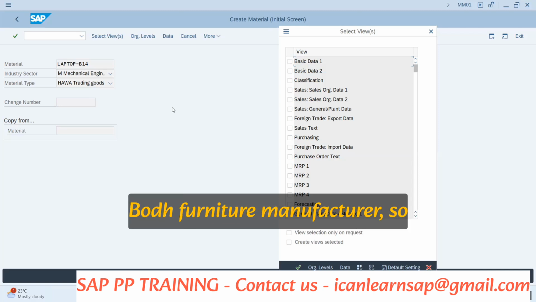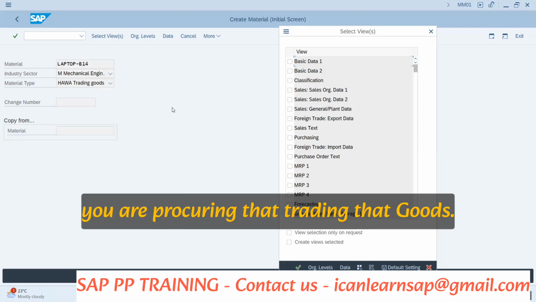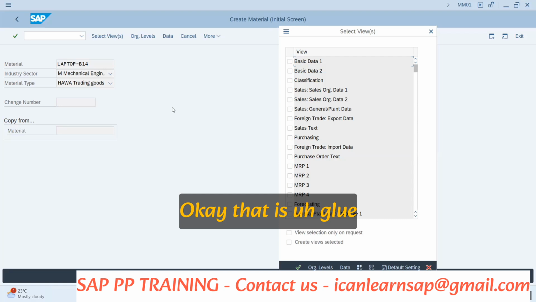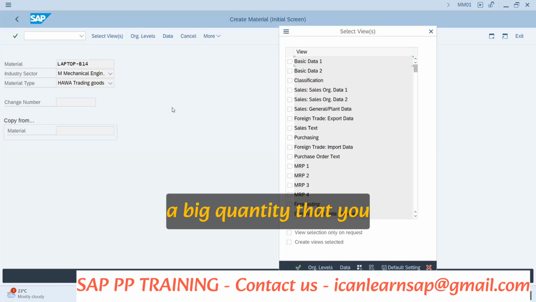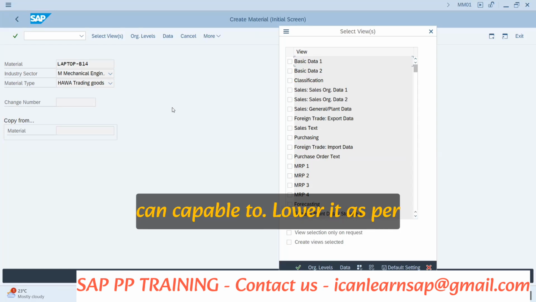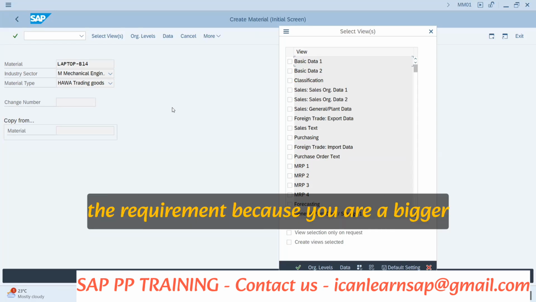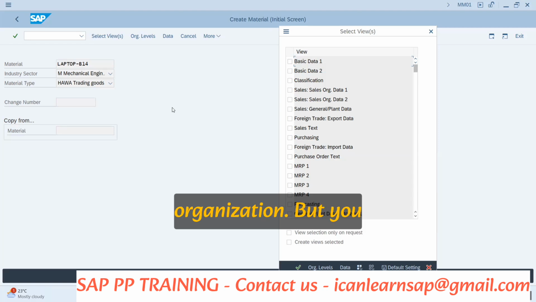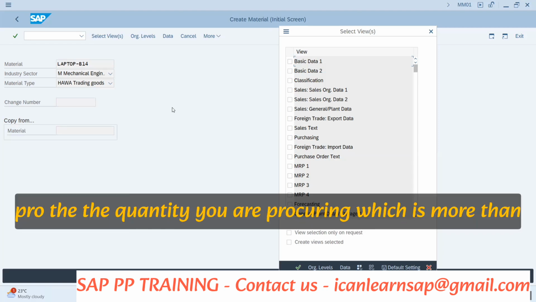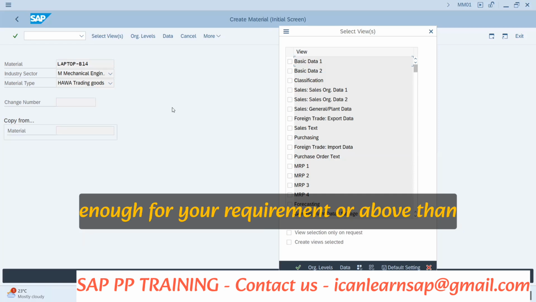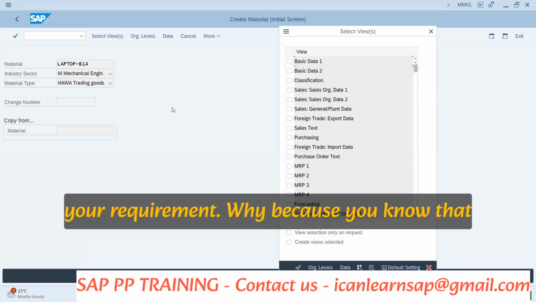Consider you are a Godrej furniture manufacturer. You are procuring that trading good, that is glue, from offshore, and you are bringing in such a big quantity that you are capable of storing it as per the requirement because you are the biggest organization. But you understand the quantity you are procuring is more than enough for your requirement, or above your requirement. Why?